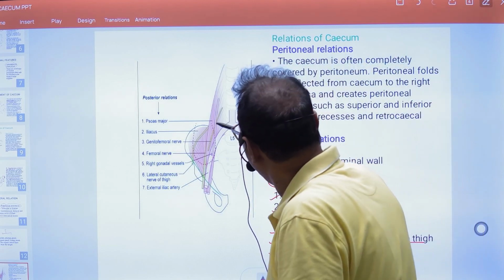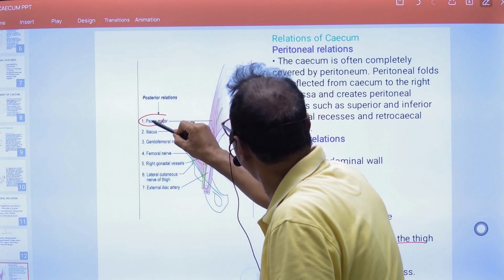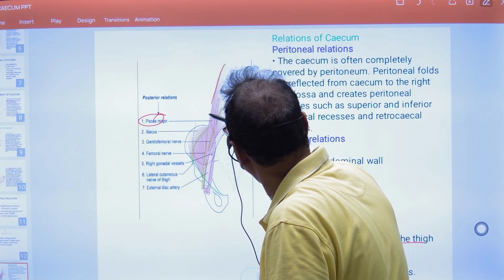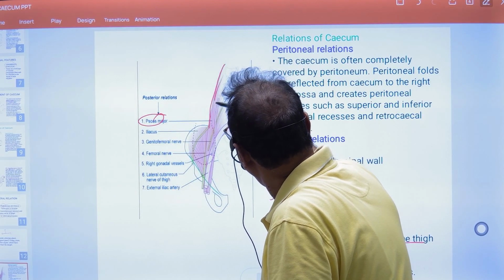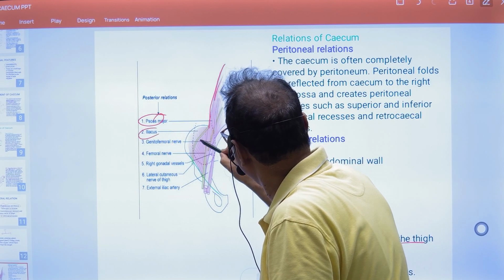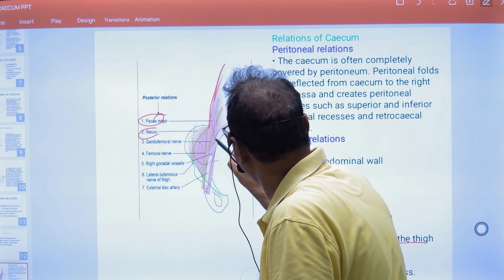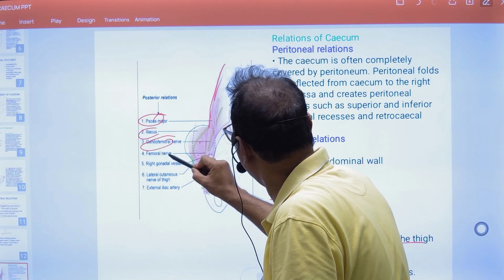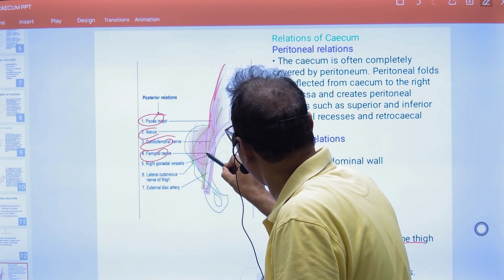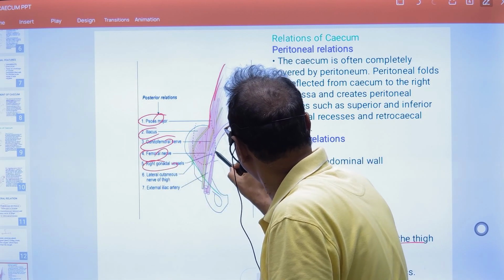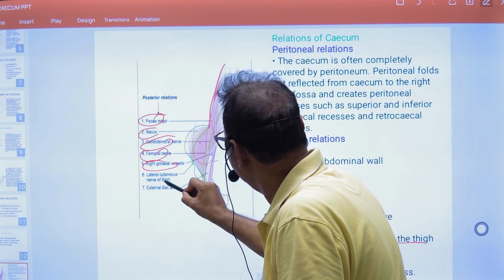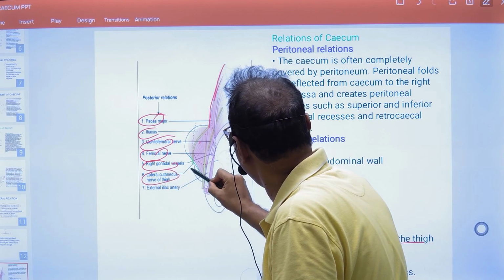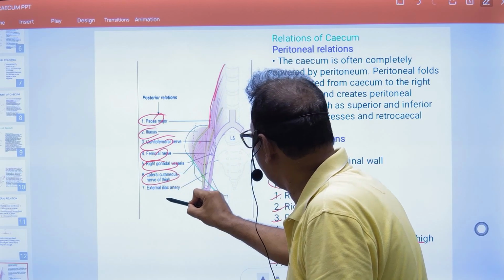So we could see over here, this is the psoas major muscle coming over here. This one is the iliacus muscle. Then we have got the genitofemoral nerve over here. We have got the femoral nerve over here. Then the gonadal vessels over here. Then of course the lateral cutaneous nerve of thigh over here. And we have got the external iliac artery.